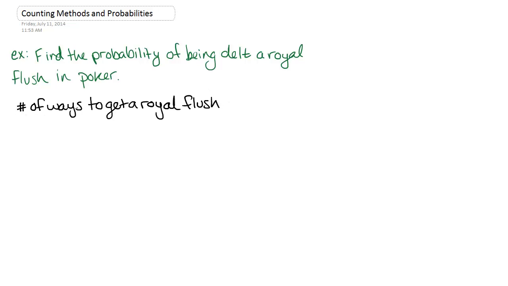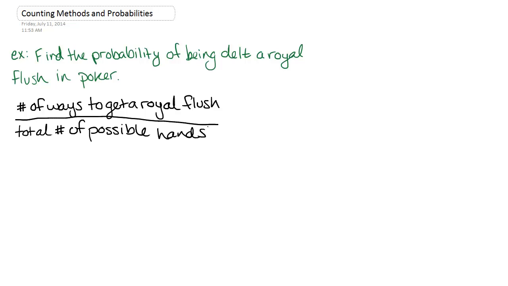taking the number of ways to get a royal flush and then dividing by the total number of possibilities when being dealt a hand. So this was a method of computing probability that we saw early on, but in this case it's somewhat difficult to figure out how many possibilities there are for each of these. So the number of ways to get a royal flush, if you're not that familiar with poker hands, that's not a big deal. This is just an example.